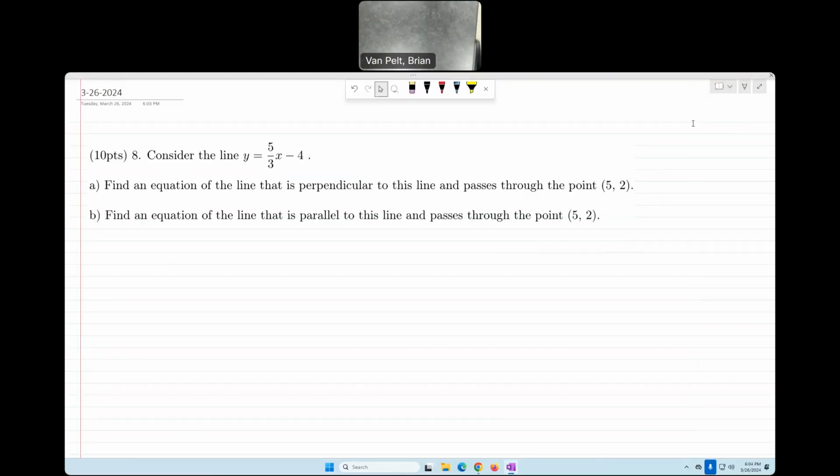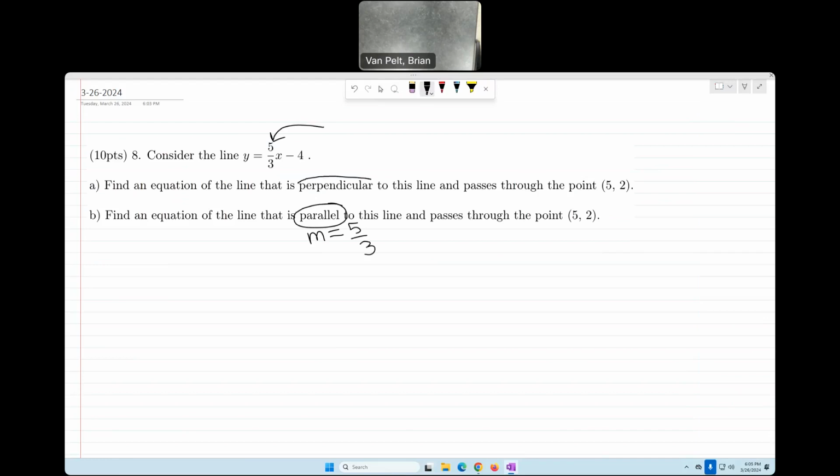You weren't required to put in any kind of form. You could put it in any form you wanted to. But first thing you need to recognize is this right here. Okay, if the line is parallel to that, that means its slope is the same. That means the m that I'm going to use on this line will be 5/3.